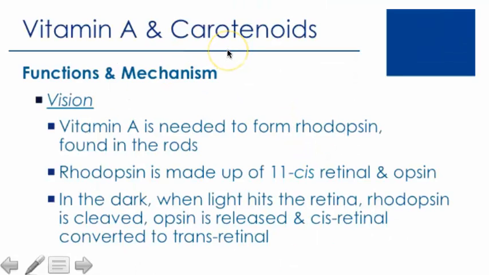So we can see here the steps again involved with vision. So we see that vitamin A in the form of the cis-retinol is needed to form rhodopsin, and we see that rhodopsin is made up of the 11-cis-retinol and opsin. So these are bound together to form rhodopsin. In the dark, when light hits the retina, the rhodopsin is cleaved, releasing the opsin and the cis-retinol. The cis-retinol at the same time is also converted to trans-retinol.